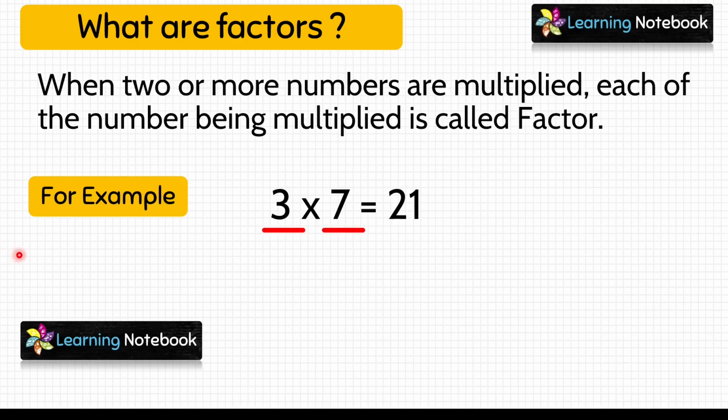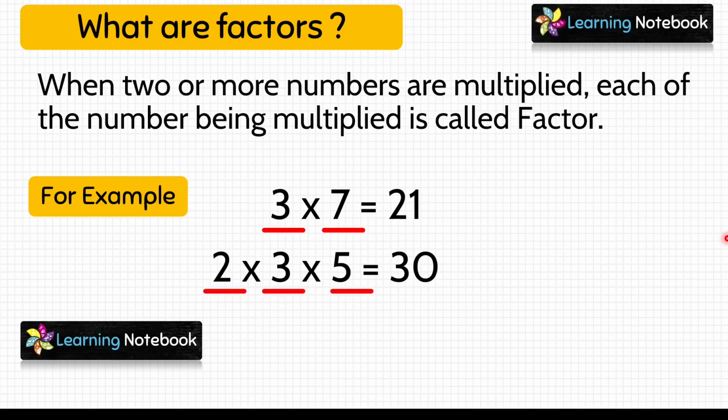Let's take one more example. 2 into 3 into 5 equals 30. So, 30 is a multiple of 2, 3 and 5. And remember that 2, 3 and 5 are factors of 30. So, when two or more numbers are multiplied, each of the numbers being multiplied is called a factor.